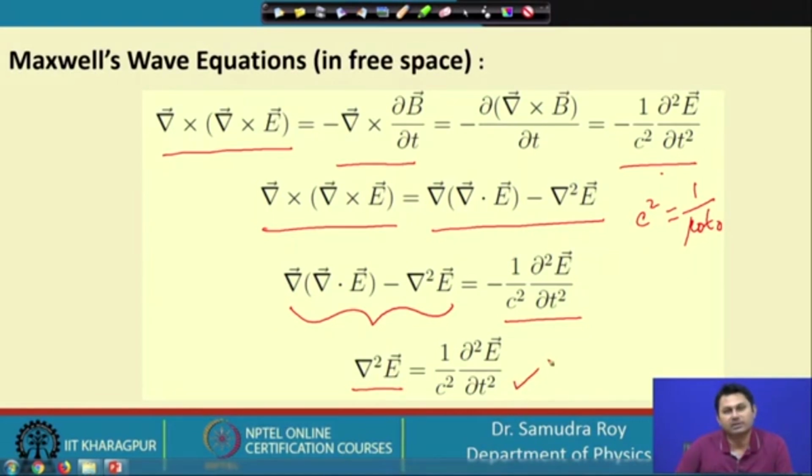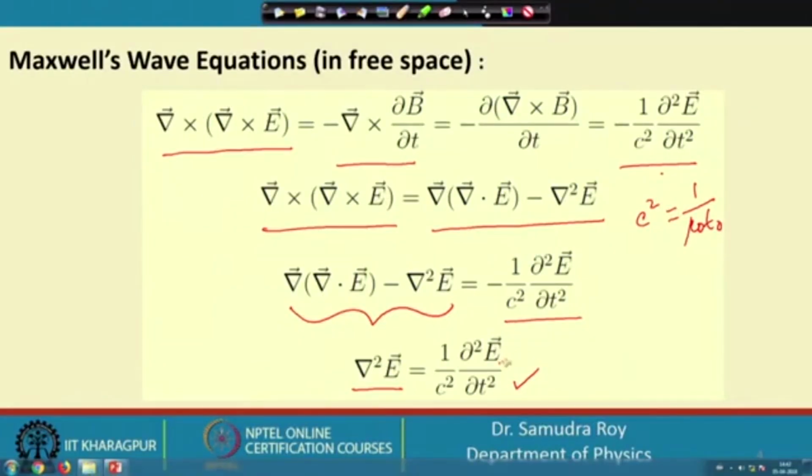So, this is nothing but the wave equation. The form of the wave equation is the same. So, from Maxwell's 4 equations, I derived Maxwell's wave equation, and when I do that, we find that these 4 equations can be adjusted in such a way that I can have a wave kind of thing.